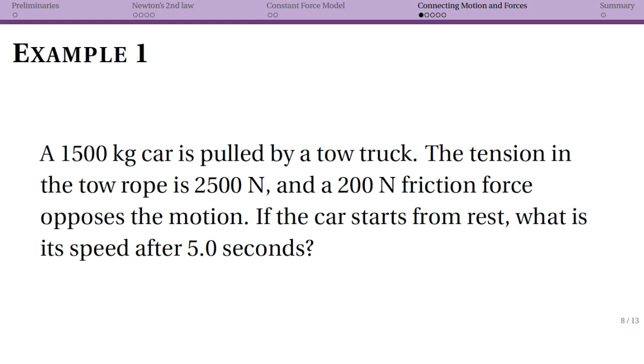So first we have that a 1,500 kilogram car is pulled by a tow truck. So the first thing is it sounds like this might be my object, right? Especially since I see it referred to later. And so this 1,500 kilograms is my mass. Okay, it is pulled by a tow truck. The tension in the tow rope is 2,500 newtons, and a 200 Newton friction force opposes the motion.